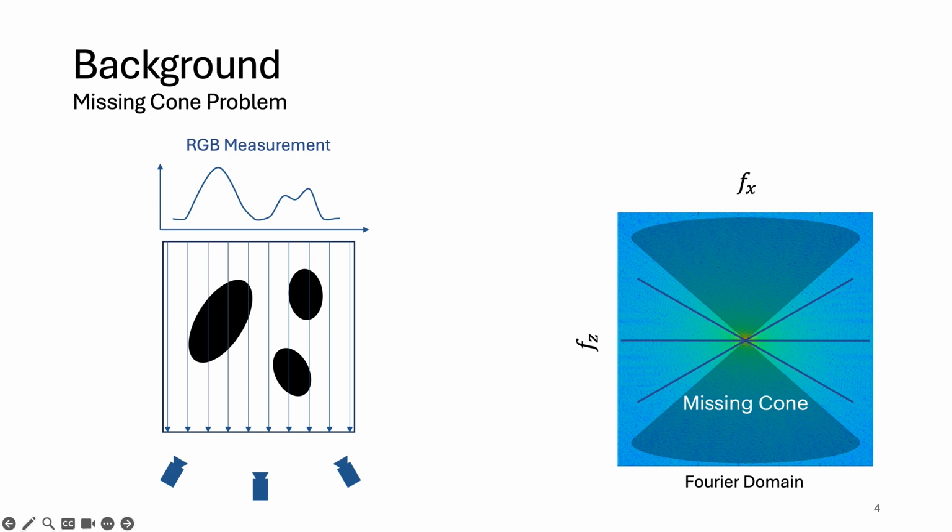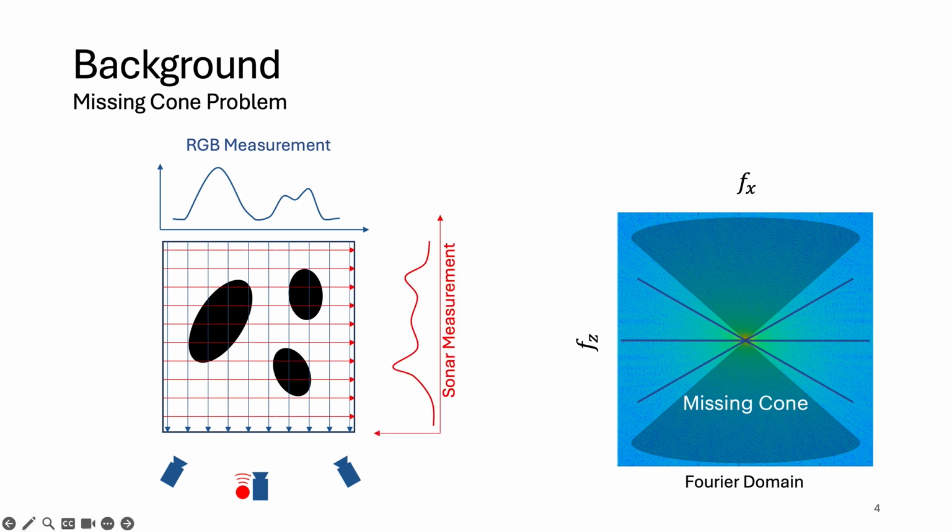To address this issue, we propose to fuse time-resolved measurements, particularly those from sonar. These measurements can be obtained by taking the z-axis splatting of the volume, which I will explain in a second. This is equivalent to obtaining a z-slice of the Fourier domain. Thus, sonar data can help capture the missing cone in the limited baselines.